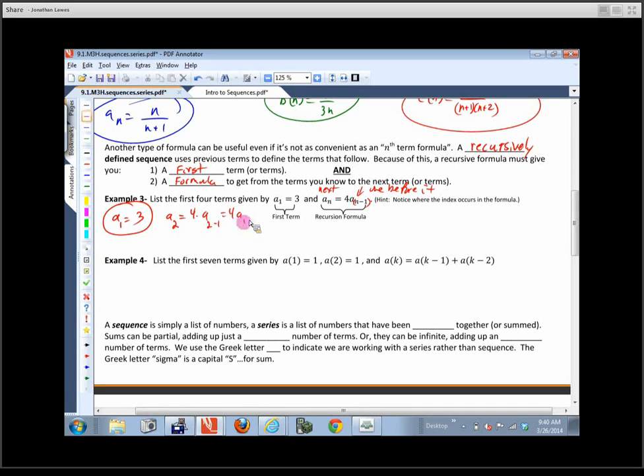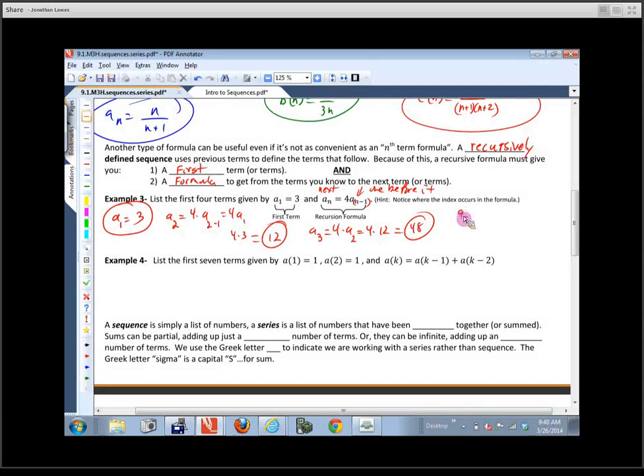Well, what does a sub 1 mean? It's the first term, right? And what's the first term? 3. So this means 4 times 3, so the answer is 12. So the next term is 12. So a sub 2 is 12. Then if I want the third term, I'm going to take 4 times a sub 3 minus 1. In other words, if I want the third term, what term am I going to use to make the third term? The second term, right? So that's going to be 4 times 12. So the answer is 48.